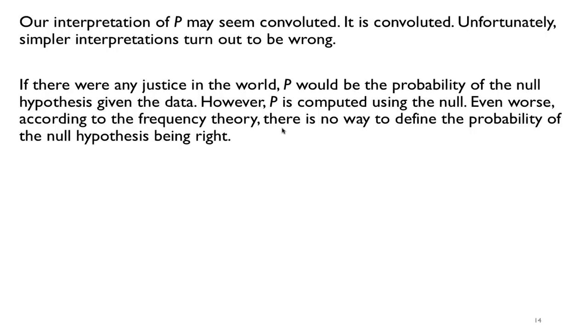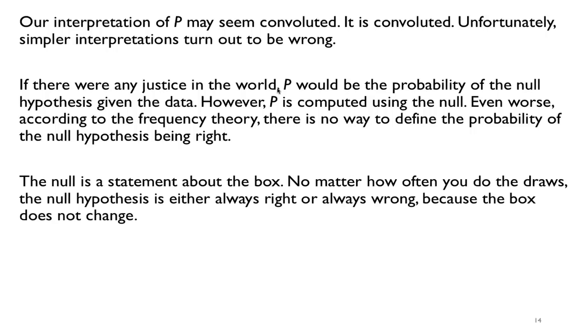Okay, so we have to be careful that we don't misinterpret this data. It would be easier if P were the probability of the null hypothesis being right given the data. However, remember, P is computed using the null. And so we have to be careful that we don't think that P is the probability of the null hypothesis given our data.